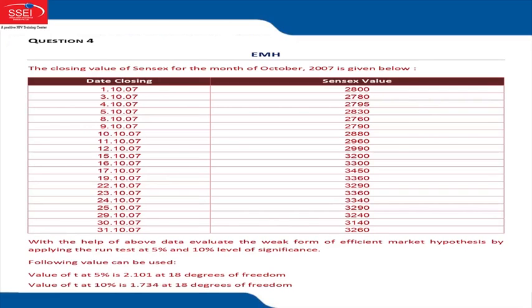Okay, so whatever test statistic R that we calculate, if it comes to be more than the critical value, that is 2.101 or 1.734, in that case the market would be inefficient. Okay, let's check it out.